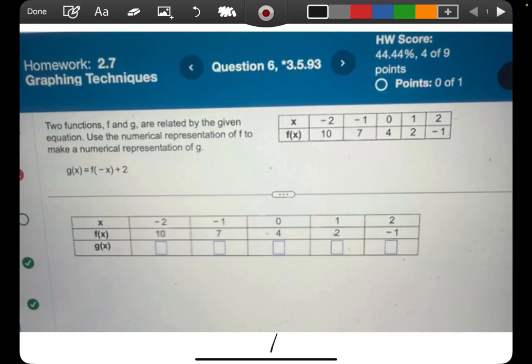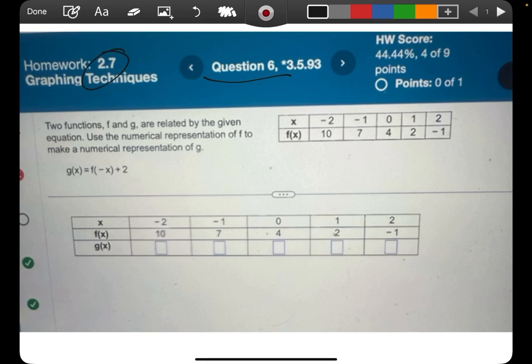Y'all, so this is a homework question out of 2.7. Let me make sure I got my volume up so everybody can hear. There we go. Okay, so this is a homework problem out of 2.7, problem number 6. Sorry, I'm trying to get my pen to work. Here we go. Number 6.